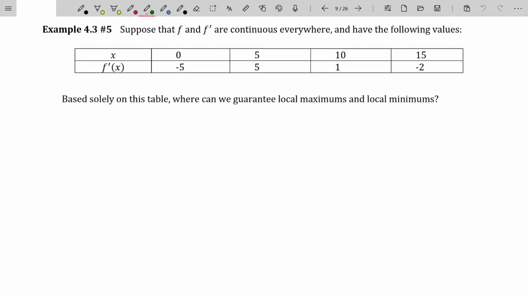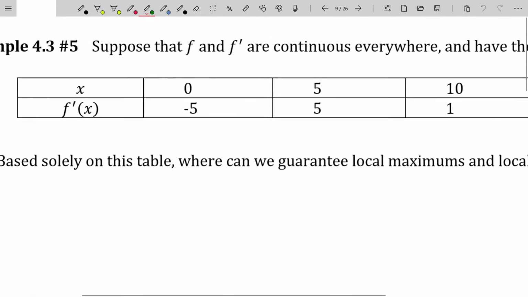Trust me. Now, often I'll have synthesis questions for a different video, but I really didn't want to create a separate synthesis question video. So we're going to include some of those synthesis questions here, mainly because there's just not enough of them to merit a video on its own. So suppose that f and f prime are continuous everywhere and have the following values. Well, okay, f prime has the following values. So at x equals 0, our derivative is negative 5. At x equals 5, our derivative is positive 5. At x equals 10, our derivative is 1. And at x equals 15, our derivative is negative 2. Based solely on this table, where can we guarantee local maximums and local minimums?